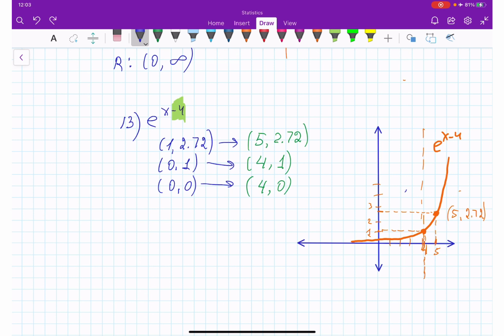Okay, so we shifted by positive 4. We took the graph that was supposed to go like this, and we shifted by positive 4. Okay? So y is equal 0, domain negative infinity, positive infinity, and range is from 0 to infinity. Question number 14.